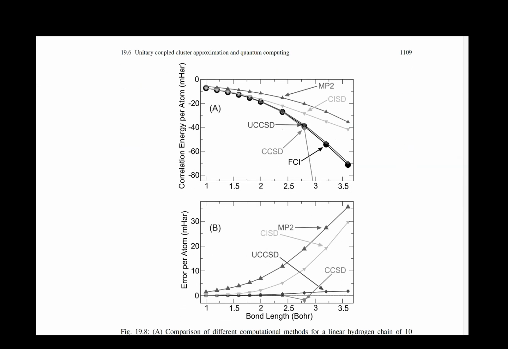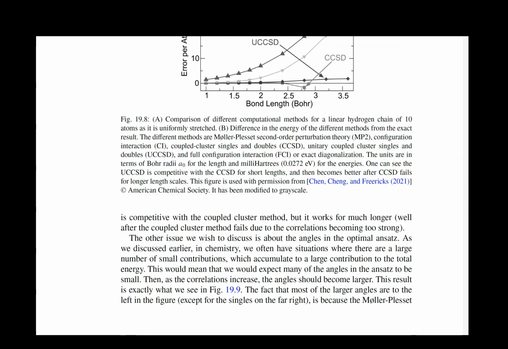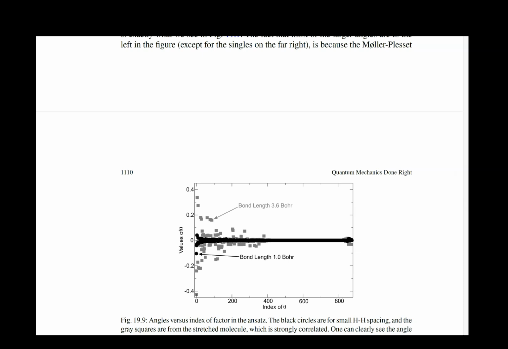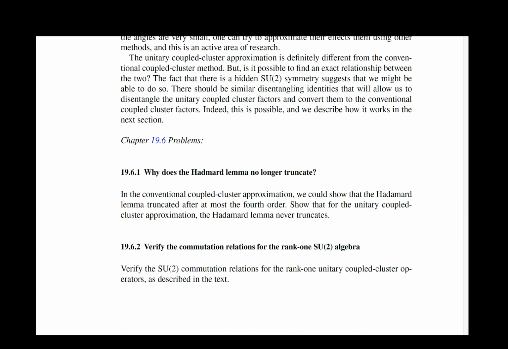Here's some numerics that I did that show how this unitary coupled cluster works against other kinds of approximations. Unitary coupled cluster is variational, and so because it's variational, you actually find that it does a better job than conventional coupled cluster when the system becomes strongly correlated. And of course, the energy always lies above the ground state energy of the molecule.